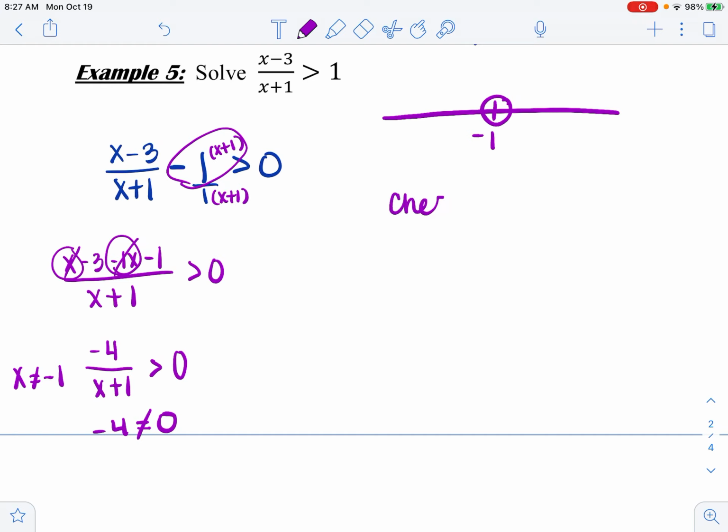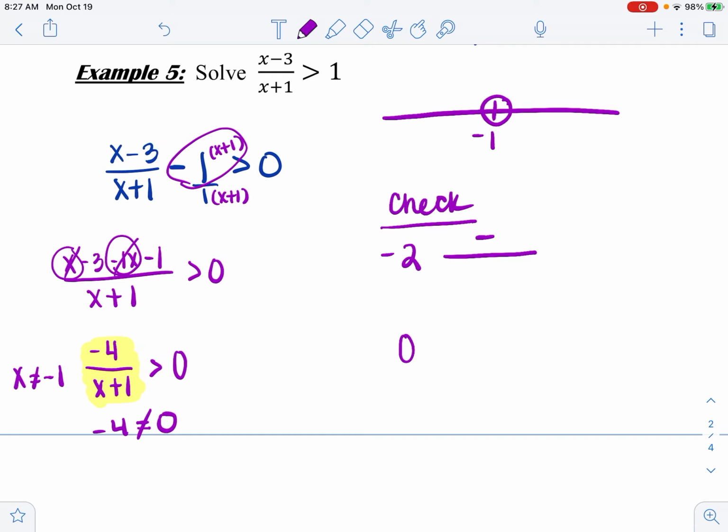So x can't be negative 1. I'm not including it. Now I'm going to check a value less than negative 1. So check. I'll check negative 2. A value greater than negative 1, I'm going to check 0. Where am I plugging it in? Oops, I almost erased. I'm plugging in right here.